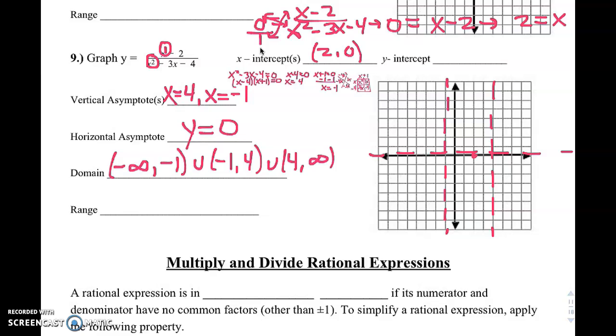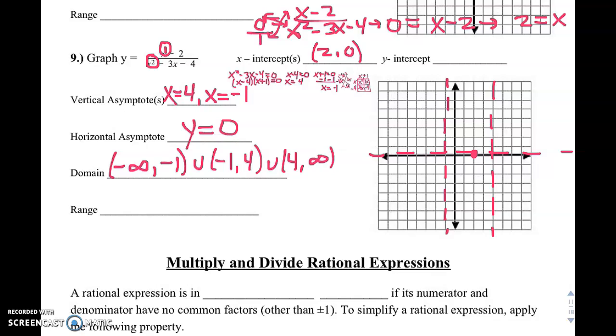Remember, horizontal asymptotes just talk about end behavior. So I know as I go to the extremes, to negative infinity and to positive infinity, it's going to level out to 0, maybe here or below, or here or below. I'm not sure which side it's on yet. But it's going to level out to that value. Okay, so x-intercept is (2, 0).